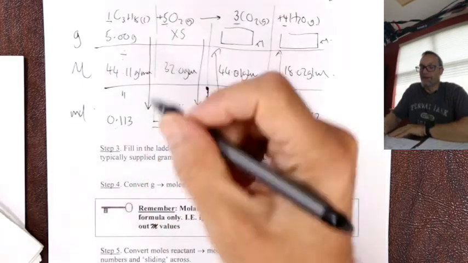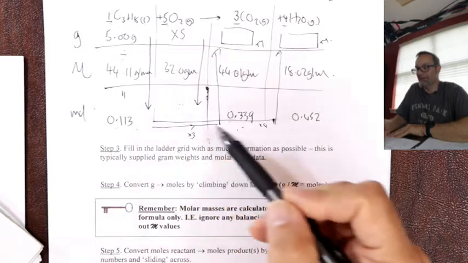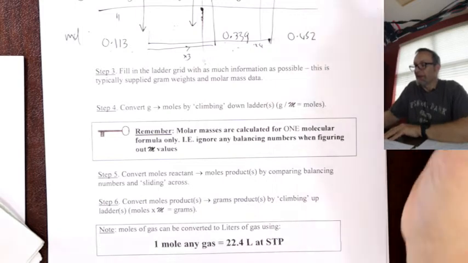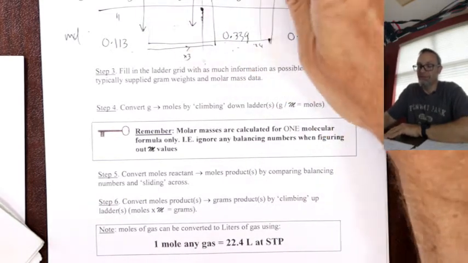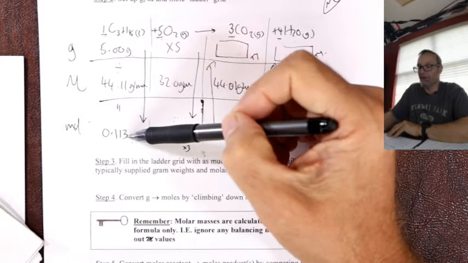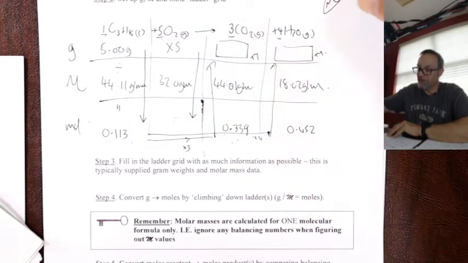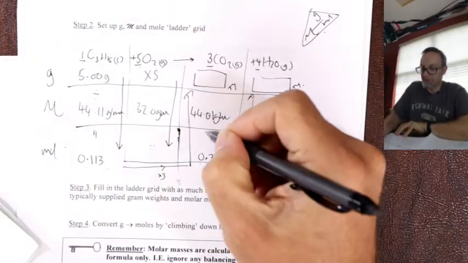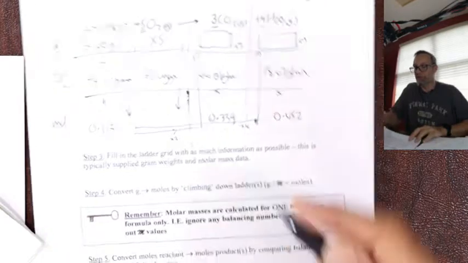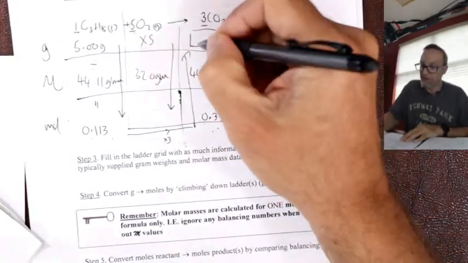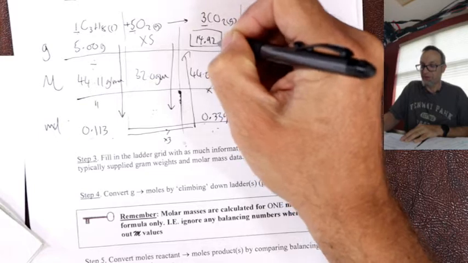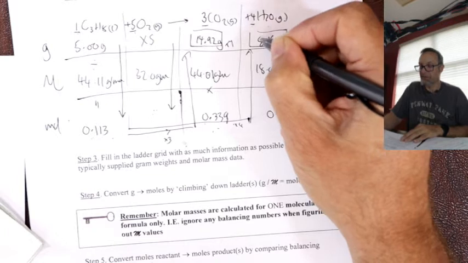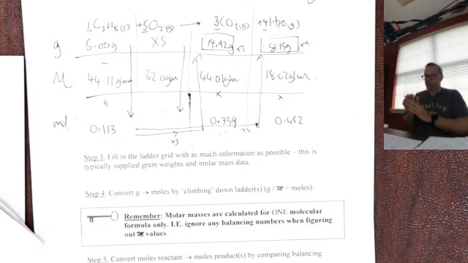Okay, now climb down, first leg of the journey, slide across. Now we just climb up to get the answer, right? So it's pretty simple, actually, all right? If you divide to go down, what do you think you do to go up? Well, yeah, multiply, right? Grams is molecular weight times moles. Multiply to go up. 0.339 times 44.01, 14.92 grams. And here, 8.15 grams.